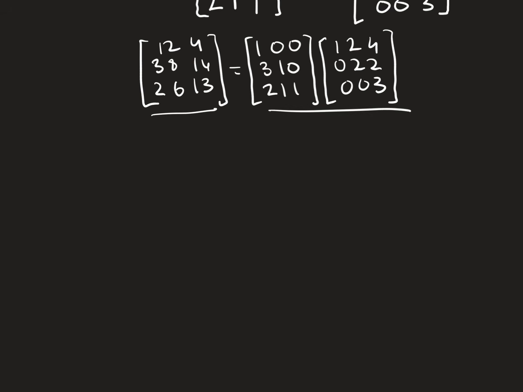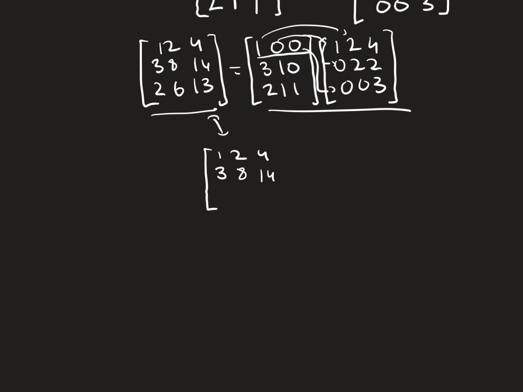Well, for this first row, we're saying that we need 1 of the first row, 0 of the second row, and 0 of the third row. So our first row of A stays the same. That's equal so far. Then we need 3 of the first row, 1 of the second row, and 0 of the third row. So that would be 3, because we have 1 times 3 plus 0. And then 2 times 3 is 6, 6 plus 2 is 8. Then 4 times 3 is 12, and 12 plus 2 is 14. So our second row is also the same.